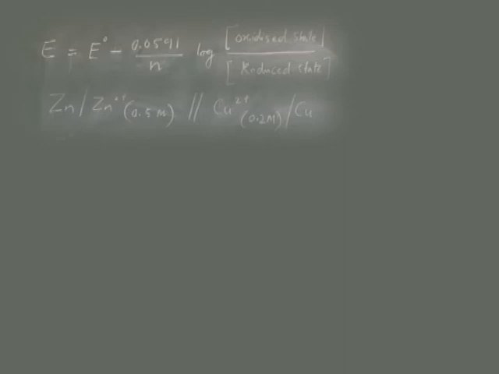And again, additional information that's given here is the standard electrode potential of zinc, Zn2 plus to zinc, equals negative 0.76 volt, and the standard electrode potential of copper 2 plus to copper equals 0.34 volt. Now let's substitute there. So the first thing that we need to find is E naught.